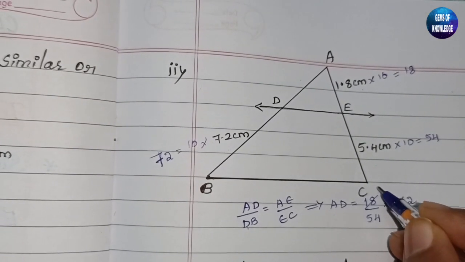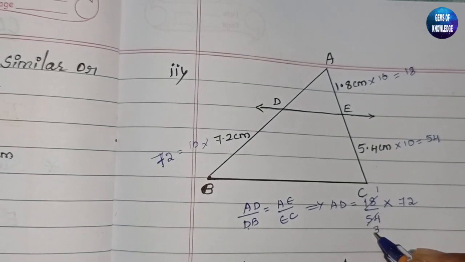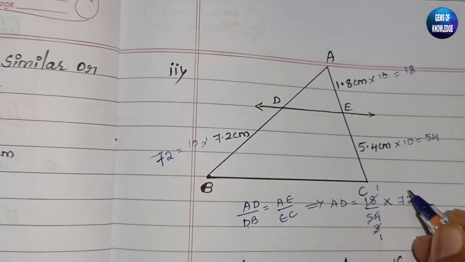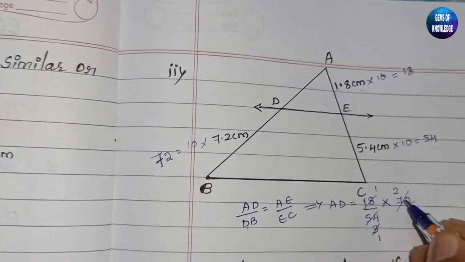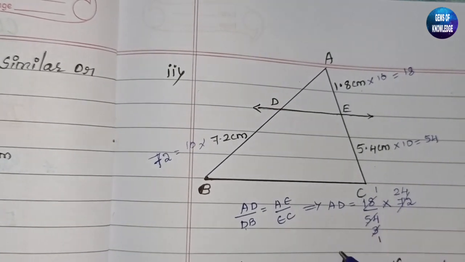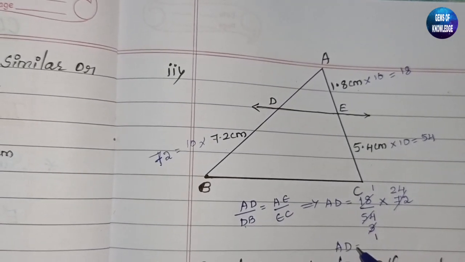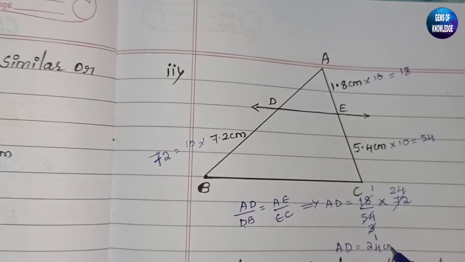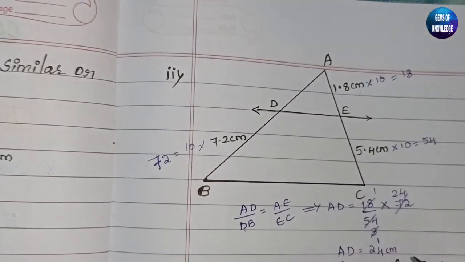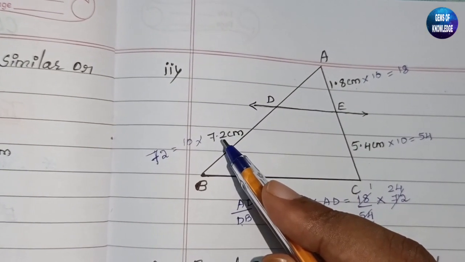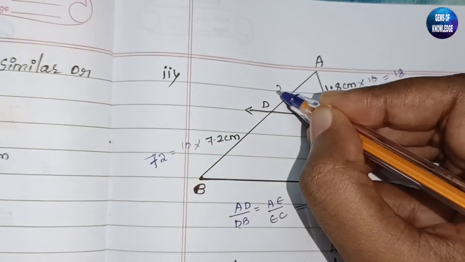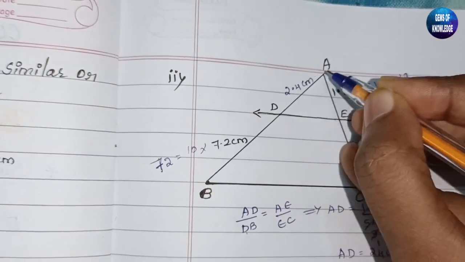So we are having 18 ones are 18, 18 threes are 54, and 3 ones are 3. Similarly, 3 twos are 6, 1 is carried, 3 fours are 12. So AD is nothing but equal to 24 centimeter, or you can write 2.4. If we keep the decimal point here, it will become 2.4 centimeter.